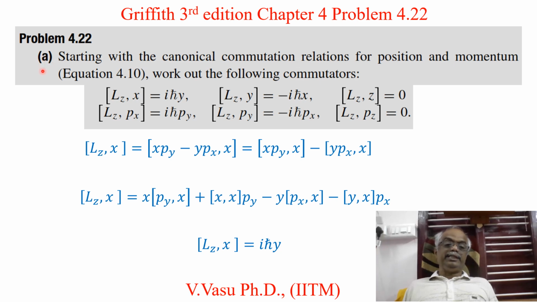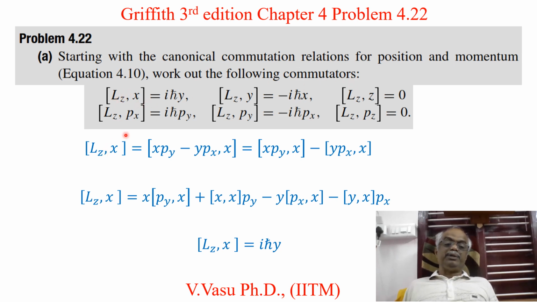First, part A is starting with the canonical commutation relation for position and momentum. Work out the following commutators. There are two sets of commutators, that is totally six commutators. First we will take the first row, that is the commutation of the orbital angular momentum operator Lz with x, y, z.